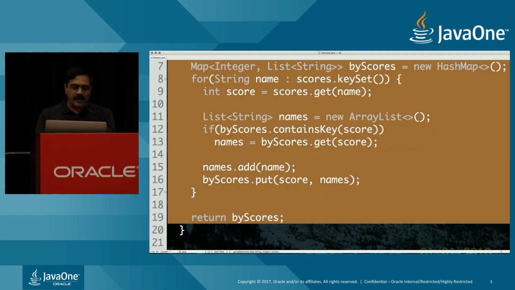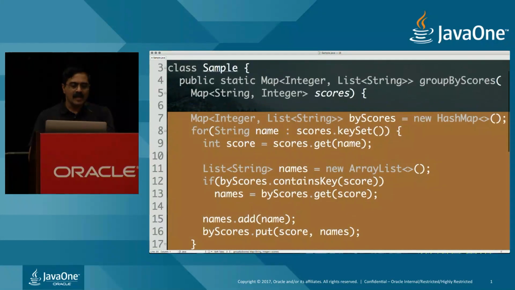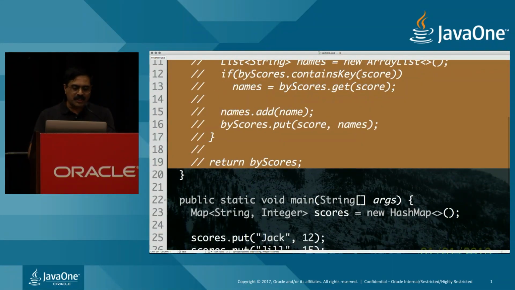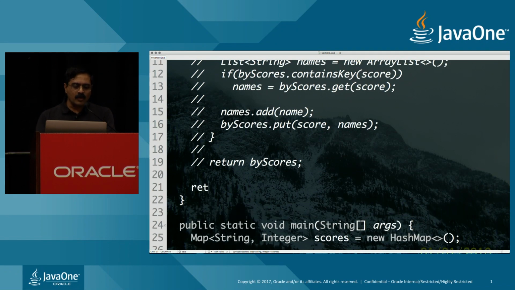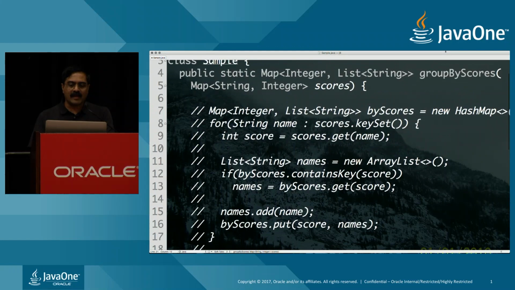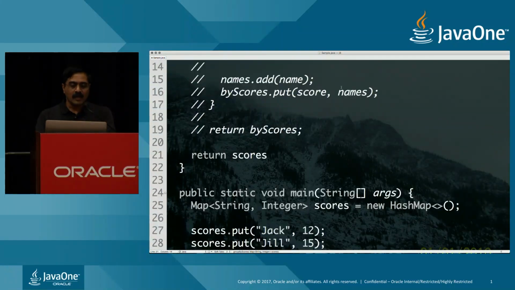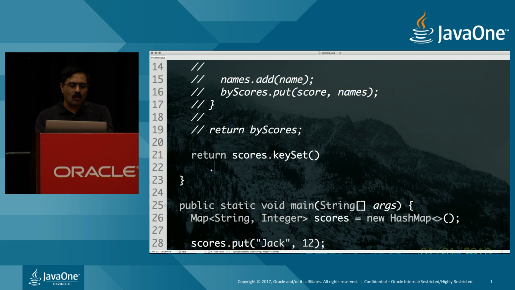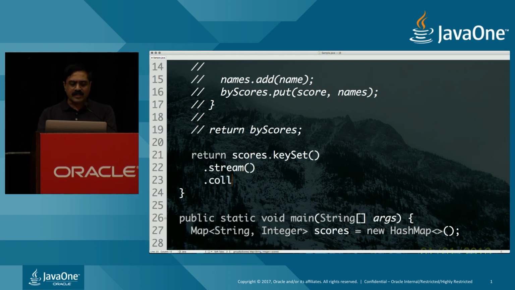So let's go back over here to this little code right here, grab the entire function, comment that out, and then what we're going to do is return. Well, we're going to start with the scores that's coming in as an input right here. But we're going to say, in this case, keySet, and I'm going to simply get the key set from these scores, and then again ask for a stream out of it. Then we're going to ask for a collect.